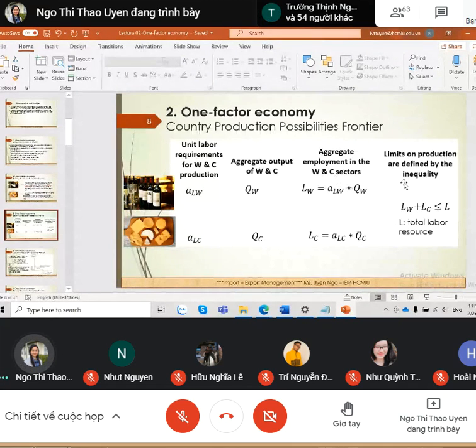So total employment, the total labor of wine and cheese production, has a constraint, which is the total labor resource, the total labor supply of the whole country. The total production of wine and cheese should not exceed the total labor supply of the country, and this is the constraint over the labor resource.